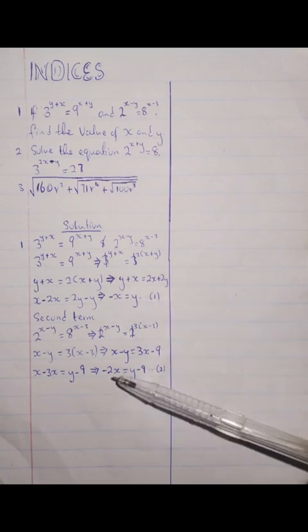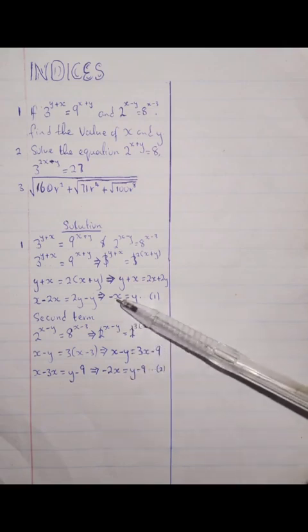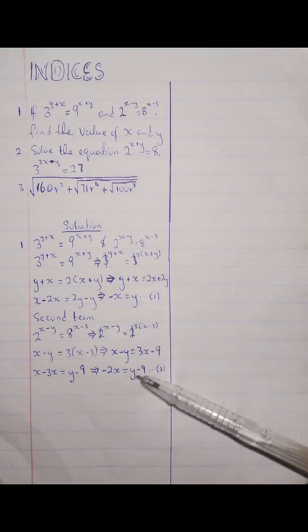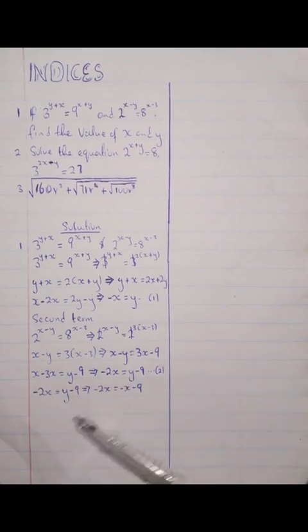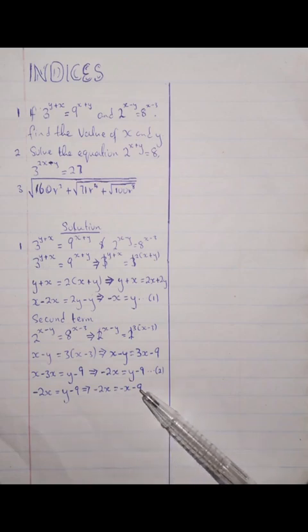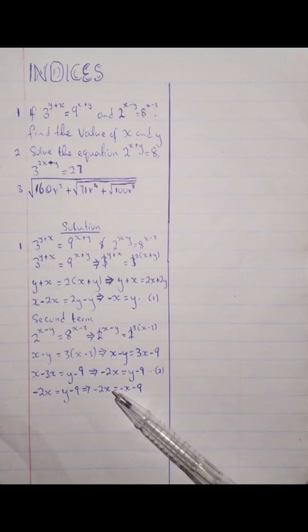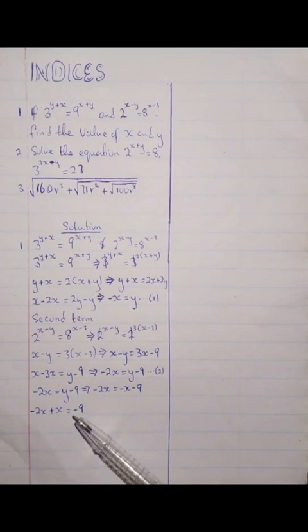So what we have to do is to substitute this value of y, minus x, into this. So here we are having minus x, here we are having y, we'll change to minus x, and we will be having minus 2x equals minus x minus 9. Now we'll take this x to the left hand side, since they are like terms, and we'll be having minus 2x plus x equals minus 9. Minus 2x plus x will give us minus x, so this will give us minus x equals minus 9.